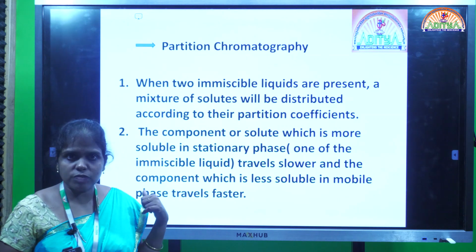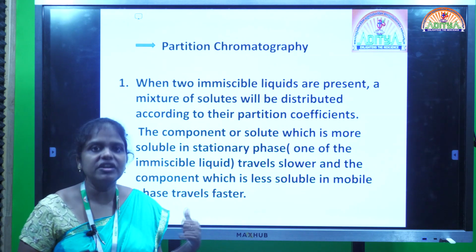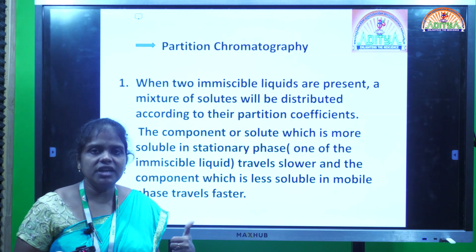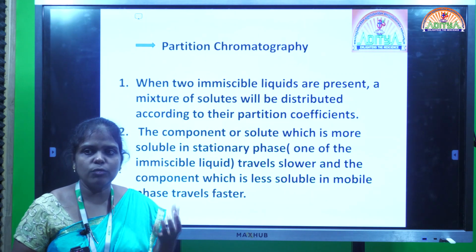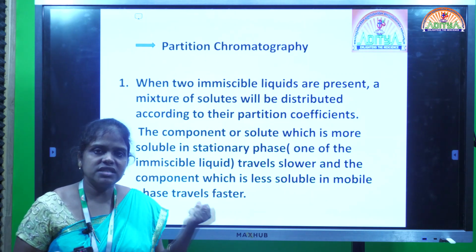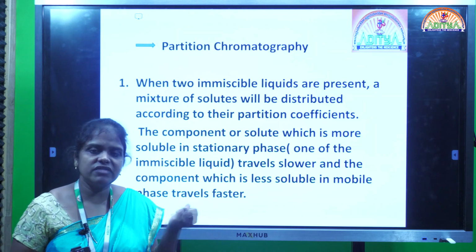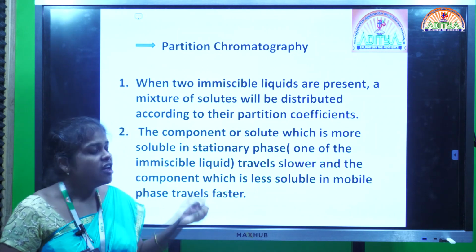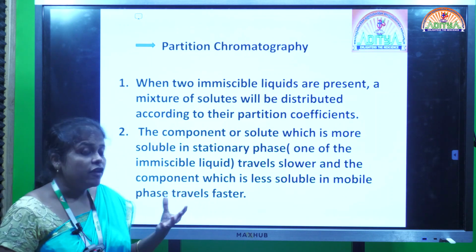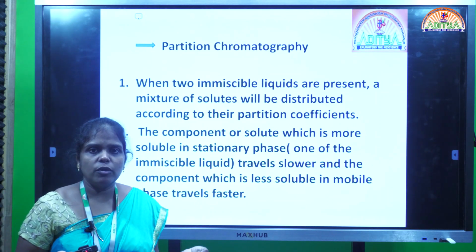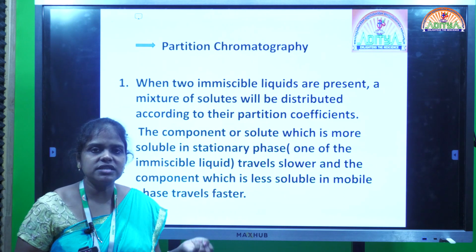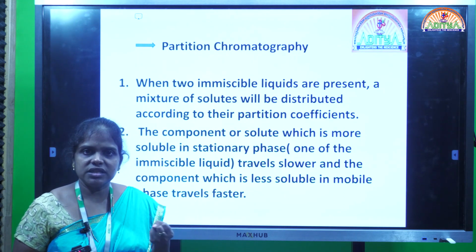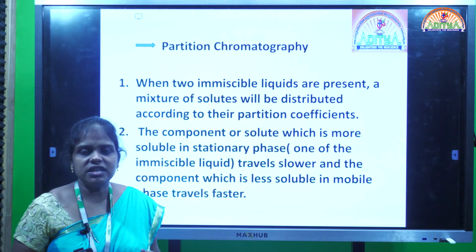Understood? Whereas in adsorption chromatography, the main principle of separation is affinity or binding interaction. Which has more binding interaction with the stationary phase will be with the stationary phase. If it has more affinity with the mobile phase, it will be with the mobile phase. Whereas in partition chromatography, which has more solubility in the mobile phase will move with the mobile phase. Which has more solubility in the stationary phase will be with the stationary phase.